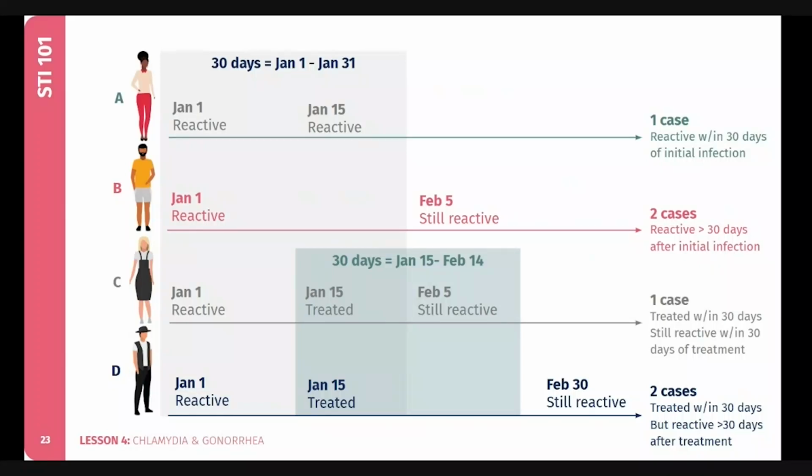Now let's take a look at case D. They were also treated on January 15th, but they are still testing positive on February 30th. They would be considered reinfected, and we would count them as two cases because they are still testing positive more than 30 days after their treatment.